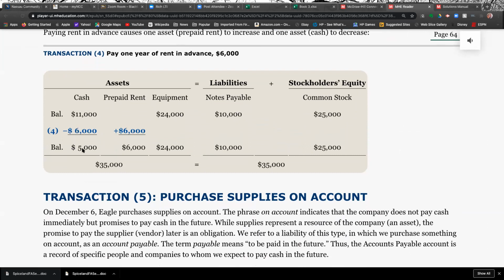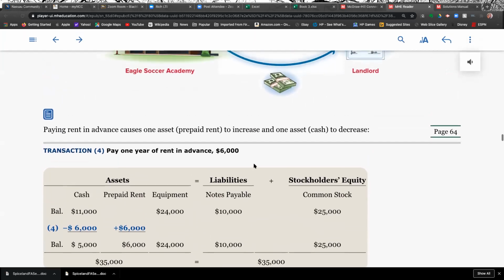So cash decreases, prepaid rent increases, but when we add it together, the total of the right side still comes out to 35. Okay. One more thing I want to tell you.